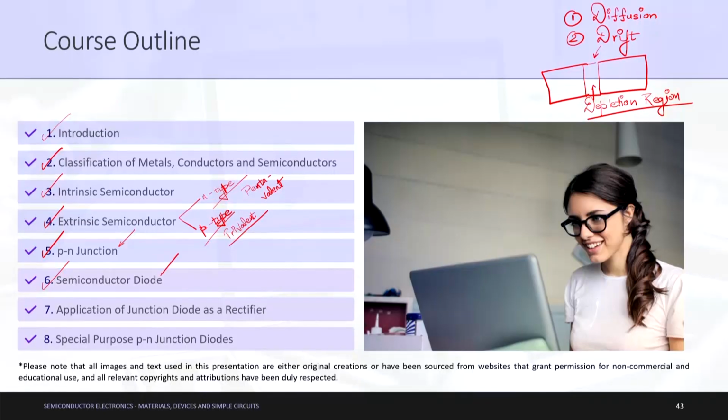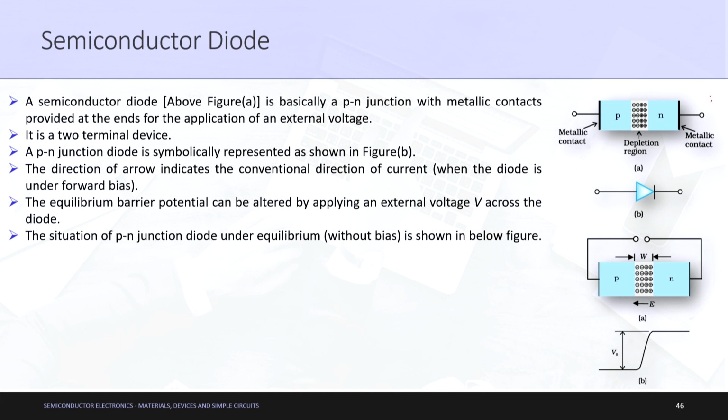Using all these concepts, we went to the topic we are studying right now, the semiconductor diode. What is a semiconductor diode? A PN junction which is kept between two metallic contacts is called a semiconductor diode. Let us further keep discussing the semiconductor diode, so that we can move to some other applications of it.